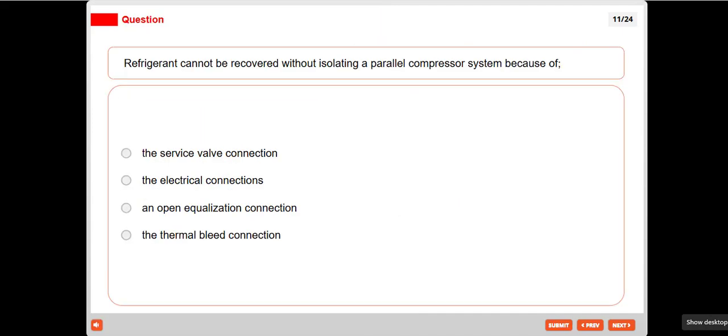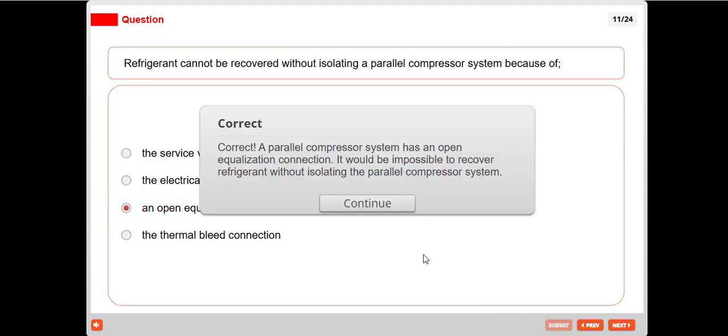Refrigerant can't be recovered without isolating a parallel compressor system because of the service valve connection, the electrical connection, an open equalization connection, thermal plate, an open equalization connection.